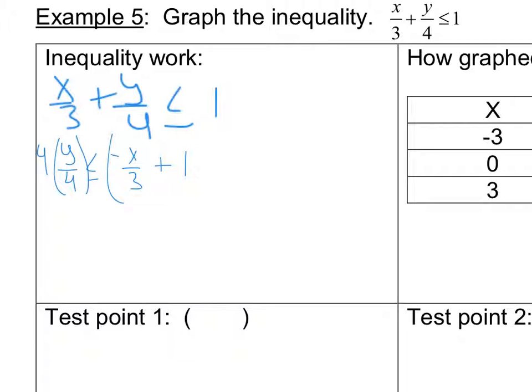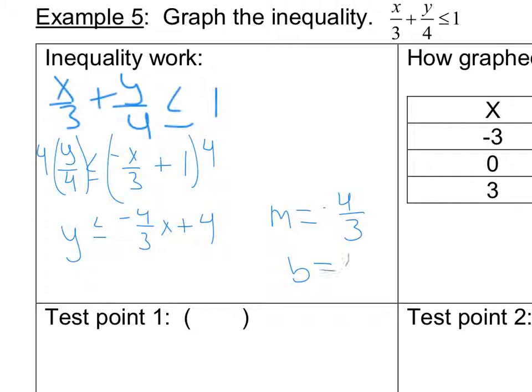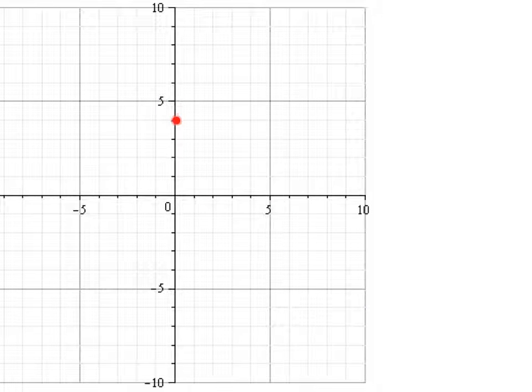Multiply both sides by 4. So you get y less than or equal to negative 4/3 x plus 4. So now our slope, negative 4/3, which means down 4 right 3, and our b, our y-intercept is 4. Okay, so let's go take a look at the graph. So remember, we're beginning at positive 4 here. And then we go down 4, right 3.